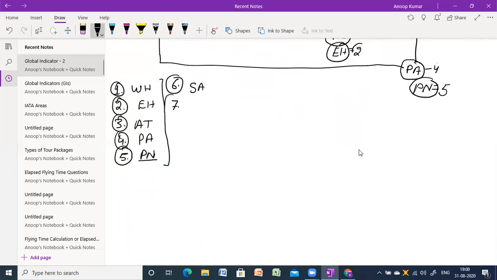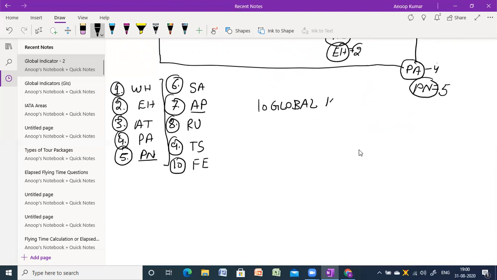Then seventh is AP. AP is when the airline is crossing both the oceans, Atlantic as well as Pacific. So Atlantic Pacific. Then on 8th number we have RU. RU is Russia basically. And ninth is TS. TS is Tasmania. And then on number 10 we have FE. FE is basically Far East. So these are the 10 global indicators which tell us which route the airline has taken.